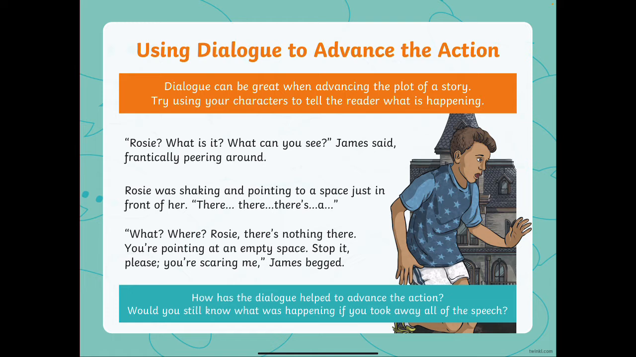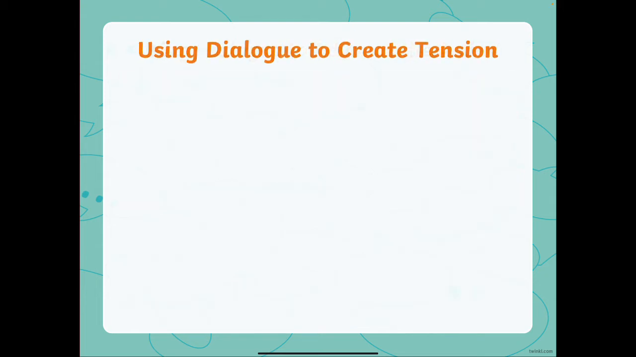Okay, so how has that dialogue helped to advance the action? Would you still know what was happening if you took that speech away? No, you probably wouldn't. What has just happened? Absolutely, you're right. The characters have found a haunted house. Rosie has pushed the door open. James is scared. We've found out a lot about their characters just from what they've said. Okay, so you can get a lot out of the speech, but as I say, it needs to be purposeful.